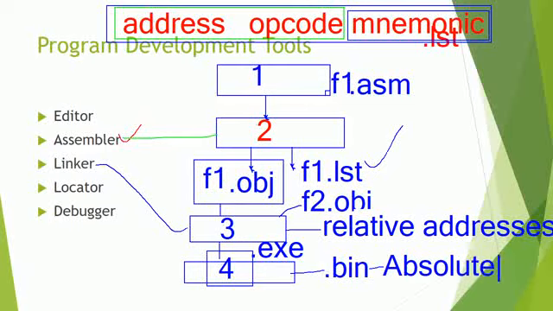Absolute addresses are the physical addresses which are actually there in the memory. The absolute address is assigned by the locator. And finally we are having the debugger. I'm going to take a separate window to conclude this in the next class.